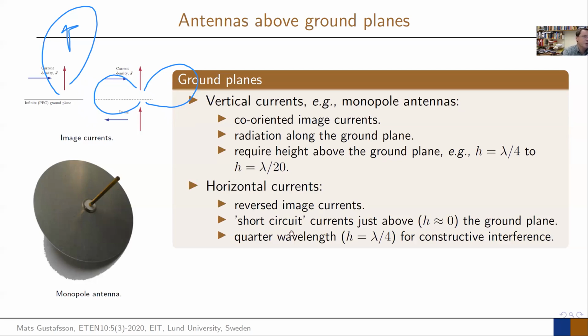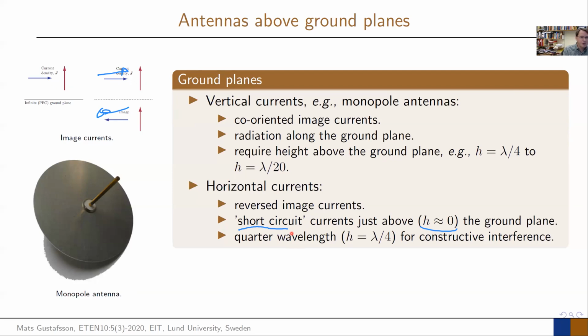So if we look at this horizontal current, then we are in a different situation here, because the horizontal current, say it's in this direction, then the image current goes in the opposite direction. So in some ways, they cancel each other if they are very close. So you get this short circuit version if h is approximately 0. So they are not that good either for directly radiating straight out. We will actually soon see this is what we use, and that is what we perform with the patch antenna.